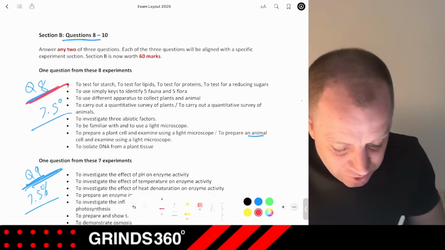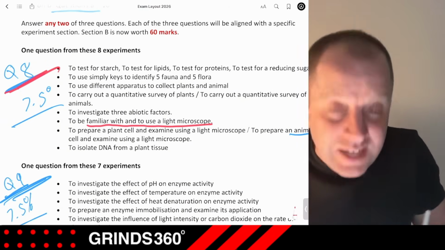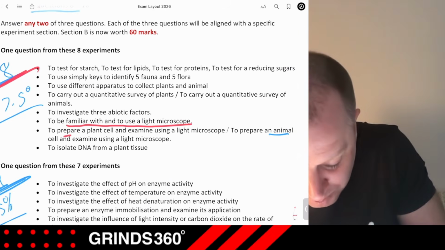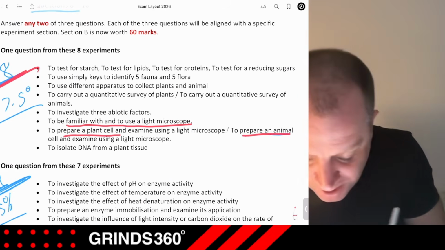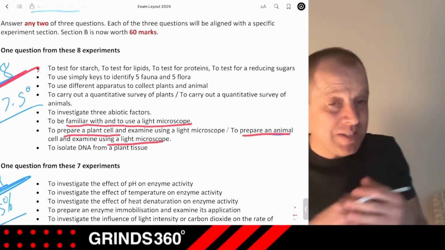So we've just done that experiment to be familiar and to use a light microscope. That's what we've just done. Okay, and now we're doing this experiment to prepare a plant cell and to prepare an animal cell using a light microscope. So that's the other experiment in this chapter.